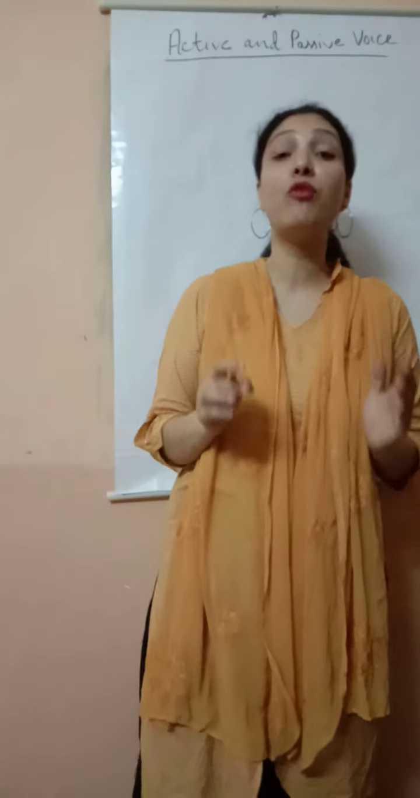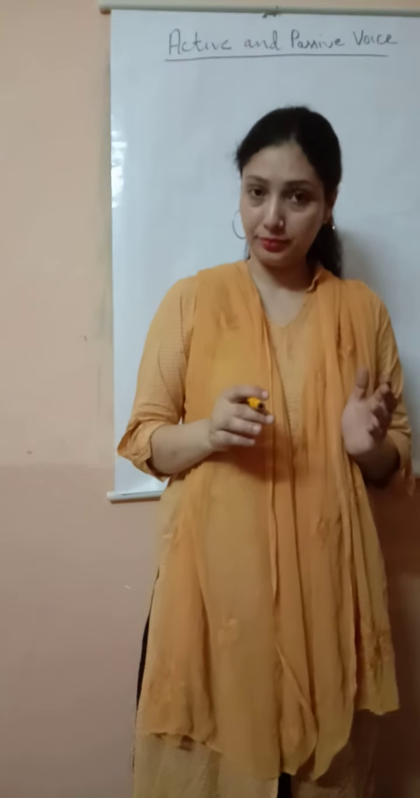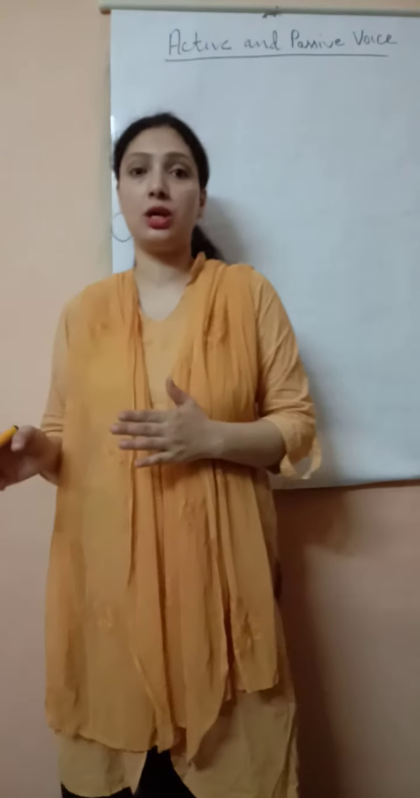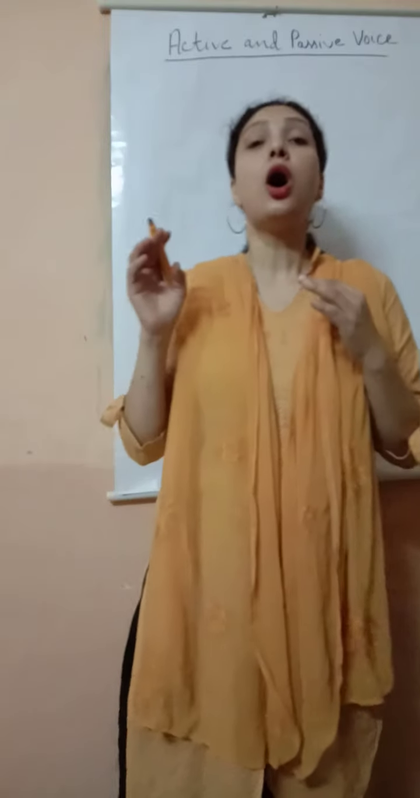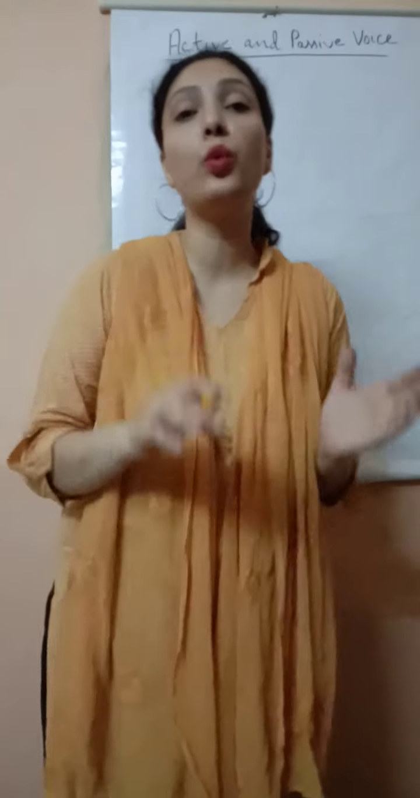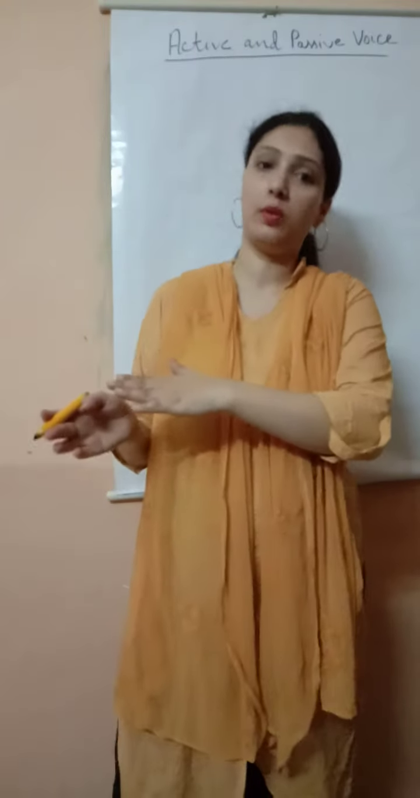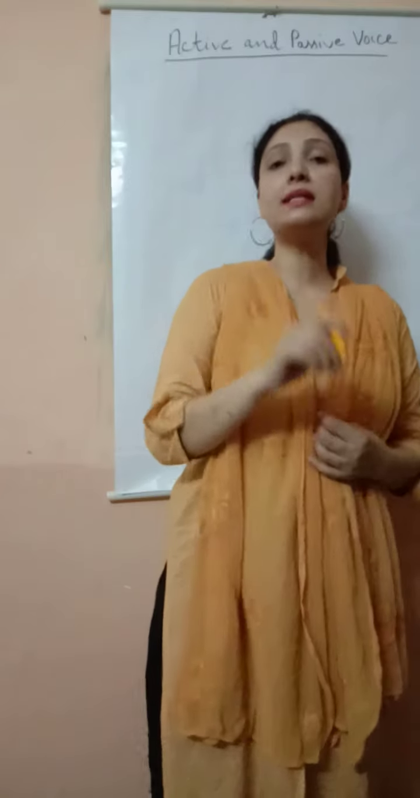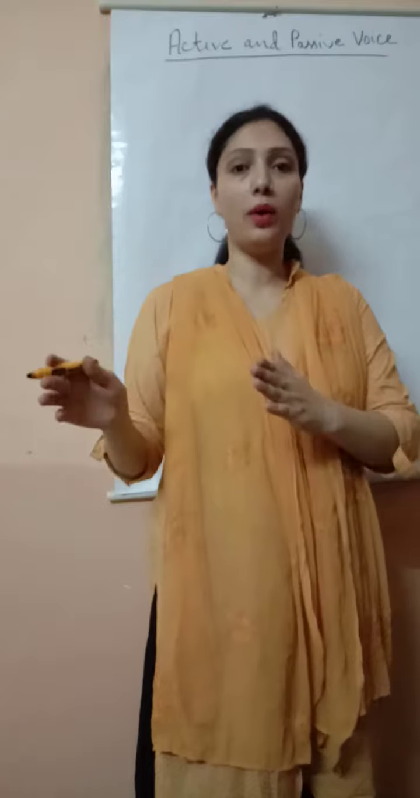What is a verb? Verb is an action. What is object? Object is somebody, or you can say something, on which the action is being performed. Fine. So for a sentence, we need three things: subject, verb, and object.